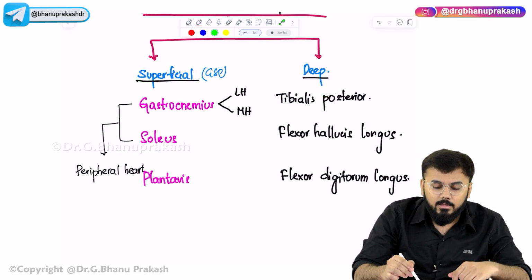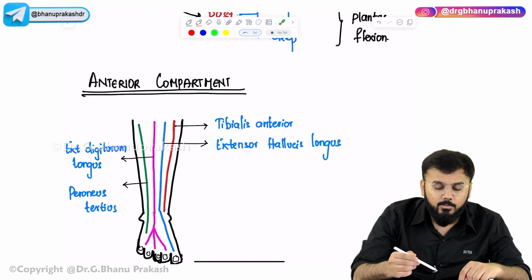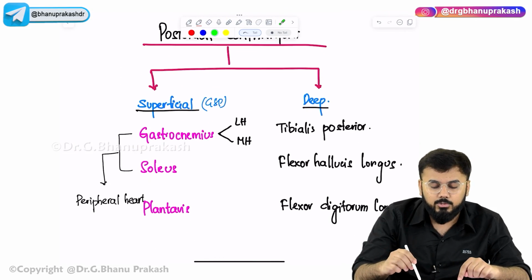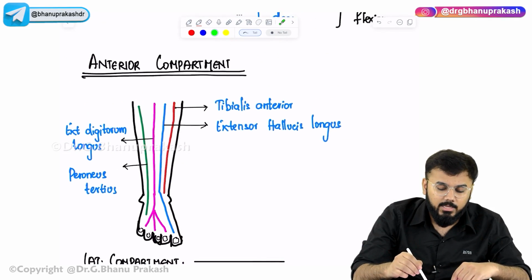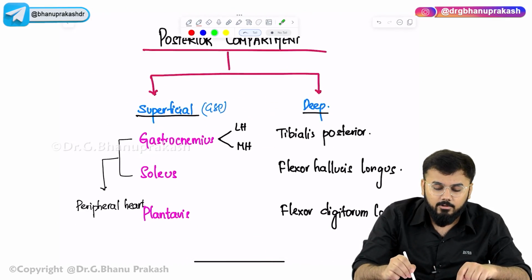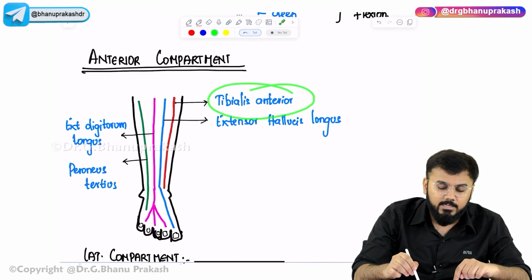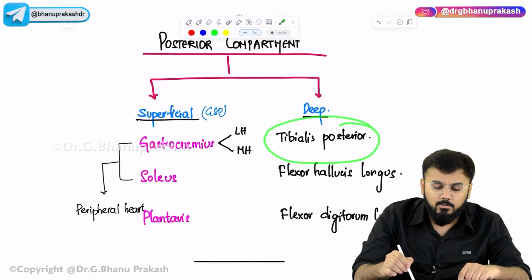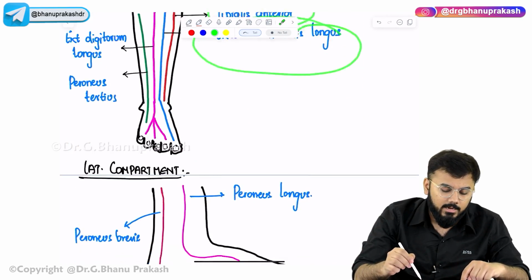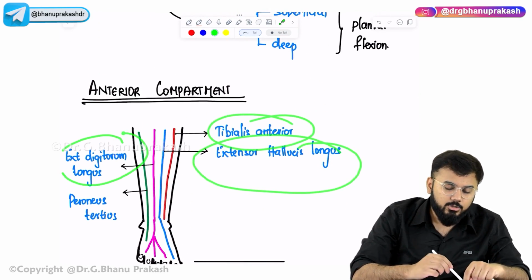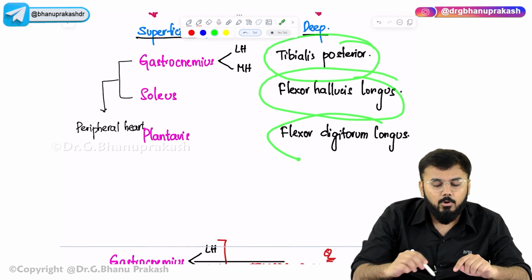Here, the anterior compartment opposite is the deep posterior compartment. For example, here if there is tibialis anterior, here there will be tibialis posterior. Here if there is extensor hallucis longus, here there will be flexor hallucis longus. Here if there is extensor digitorum longus, there will be flexor digitorum longus.